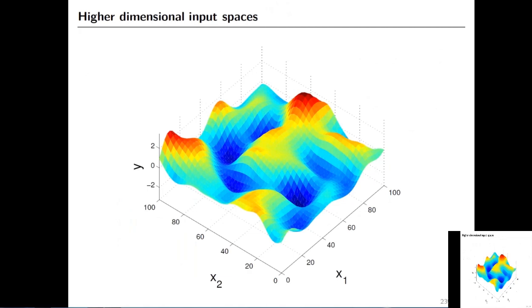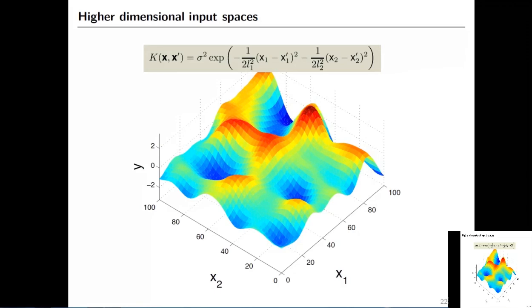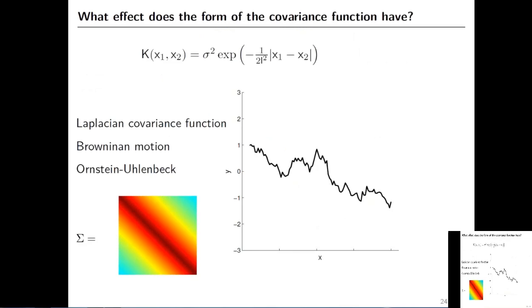Okay, you just need to come up with a covariance matrix which takes all of the inputs as arguments here, not just one input but two inputs. And you could do this for D dimensions in general. Okay, so that's great. Now let's talk about the form of the covariance function. Okay, so we've always committed to this Gaussian form here.